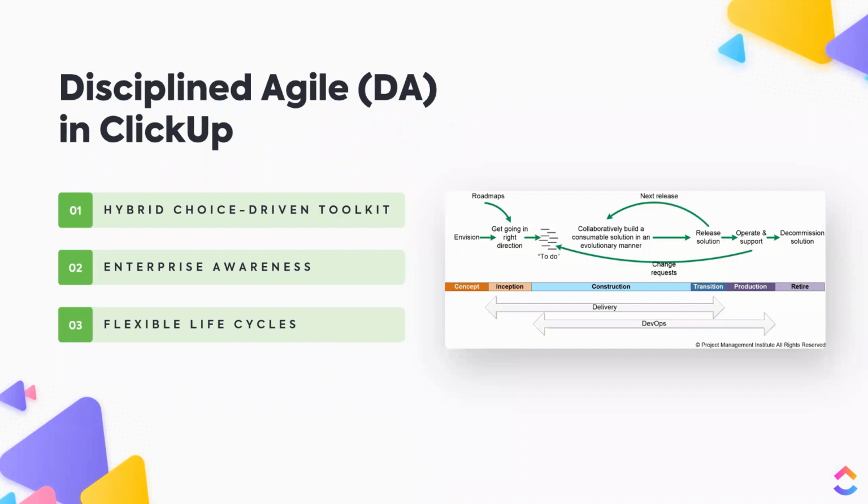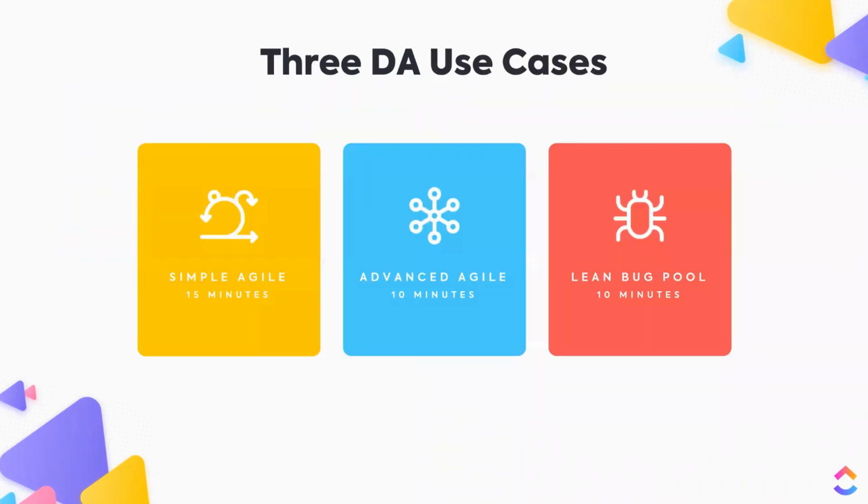And it's supported by flexible life cycles that are adapted to different time to market and product delivery strategies that we're going to see inside of ClickUp through 3 disciplined Agile use cases. We'll start with a simple Scrum example that we will build from scratch, then see more advanced use cases with a pre-built demo of an advanced Agile system. And we will end with the ultimate lean bug pool system we built internally at ClickUp to fix our bugs faster and more efficiently.